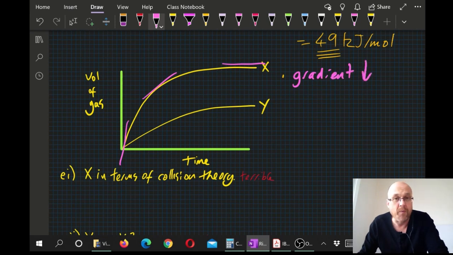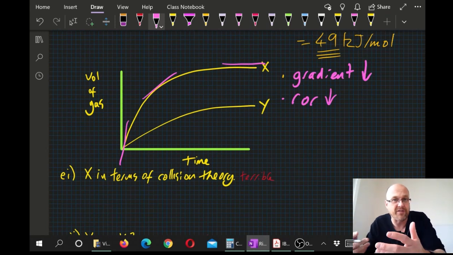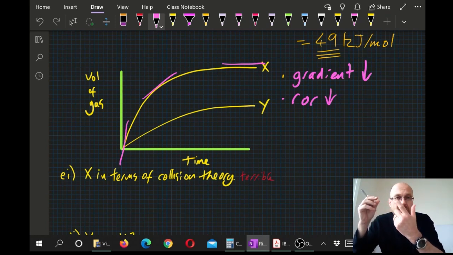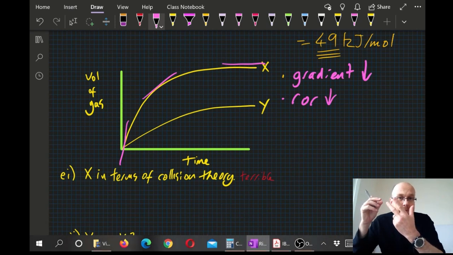It's decreasing. And why is that? Well, the rate of reaction is proportional to the gradient of this curve. The quicker the gas comes out, the faster the rate of reaction. So if the gradient's decreasing, the rate of reaction is decreasing too as time progresses. So that's one point. But why? Well, it's to do with collision theory. Collision theory is for a reaction to occur, the reactants must collide in the correct geometry with energy greater than activation energy. So which of these three, or all three, apply here?